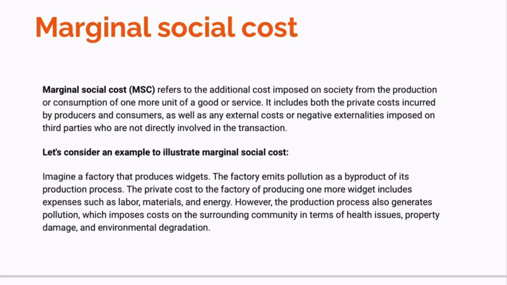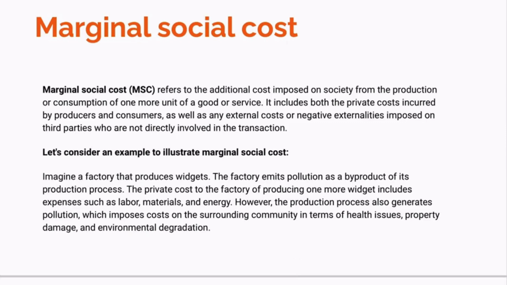So the marginal social cost includes both the private costs, and it will also include the external costs of negative externalities, right? So let us consider an example of how you calculate the marginal social cost. Let us imagine that there is one factory, some firm which is producing some product, okay, widgets. So some product, some X product, it is producing.